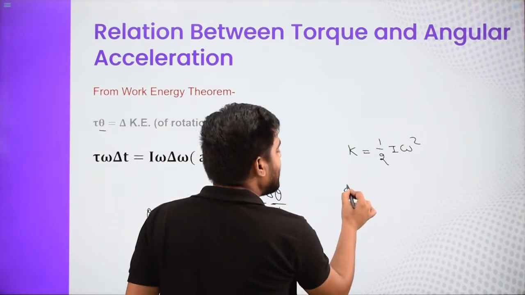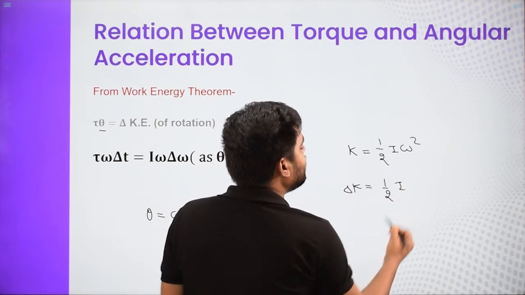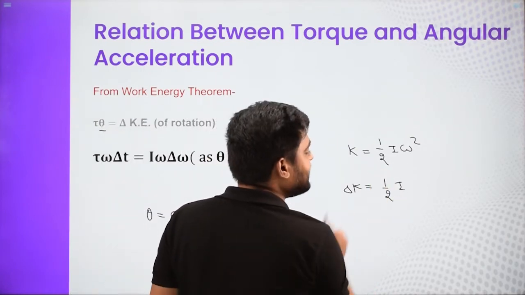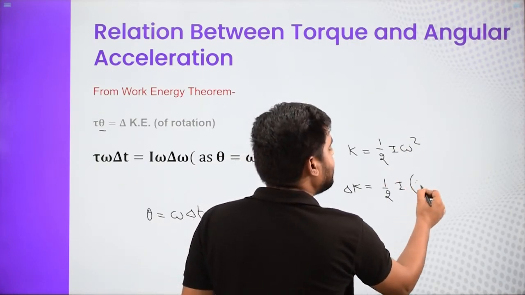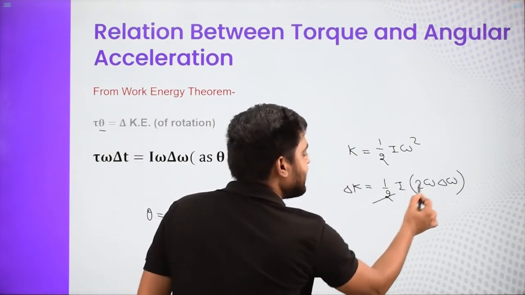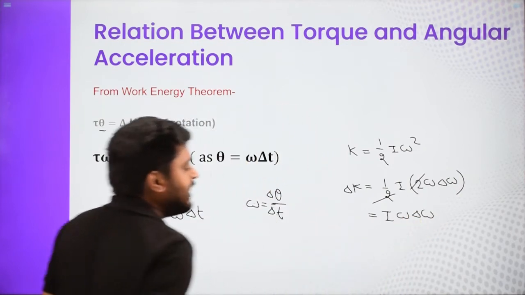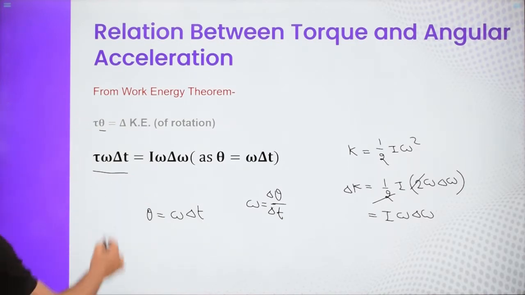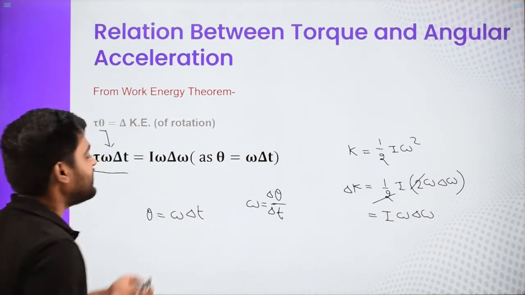So I'll write delta K is equal to the differentiation of this, which is half I. These are constant quantities, so they remain as they are in the process of differentiation. Half remains, I remains. And what is the derivative of omega square? It is 2 omega delta omega. This cancels out and gives me the change in kinetic energy as I omega delta omega. Now when I equate this, torque is torque, theta is omega delta t, and change in kinetic energy is I omega delta omega, which I am keeping over here.